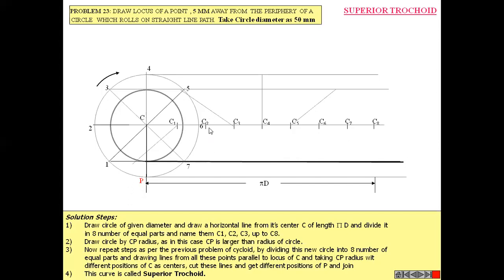In the same way, with C2 as a center, mark one arc on the line passing through point number 2. With C3 as a center, mark one arc on the line passing through point number 3. In the same way, consider the different centers C4, C5, C6, and on the corresponding horizontal line you have to draw the arc.